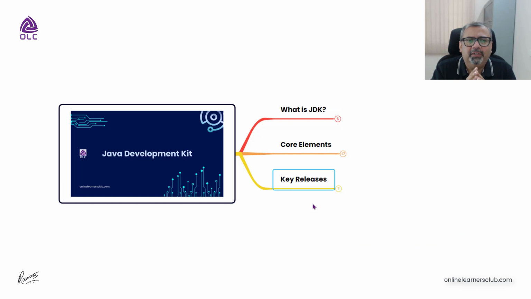In this chapter, we covered some basics, core elements of Java Development Kit and some of the key releases. In the next chapter, we will get into the hands-on. We will have a demo of how to install the latest JDK. We will be using JDK 21, which is the latest release. We will understand how to install and configure the JDK in our systems.